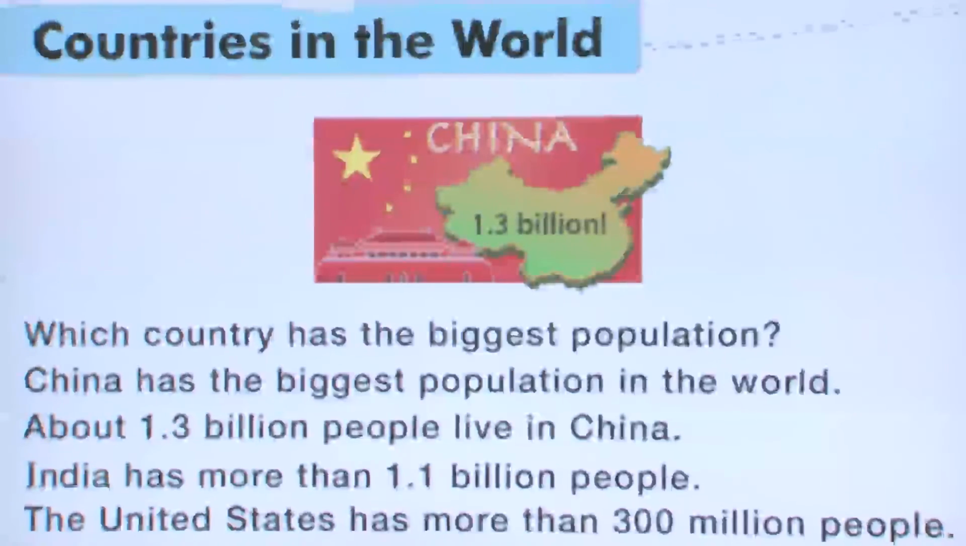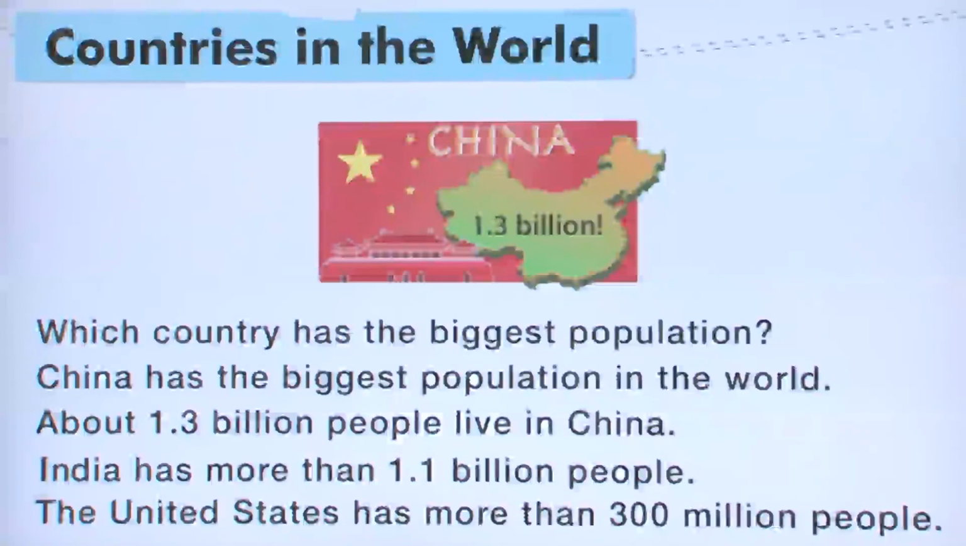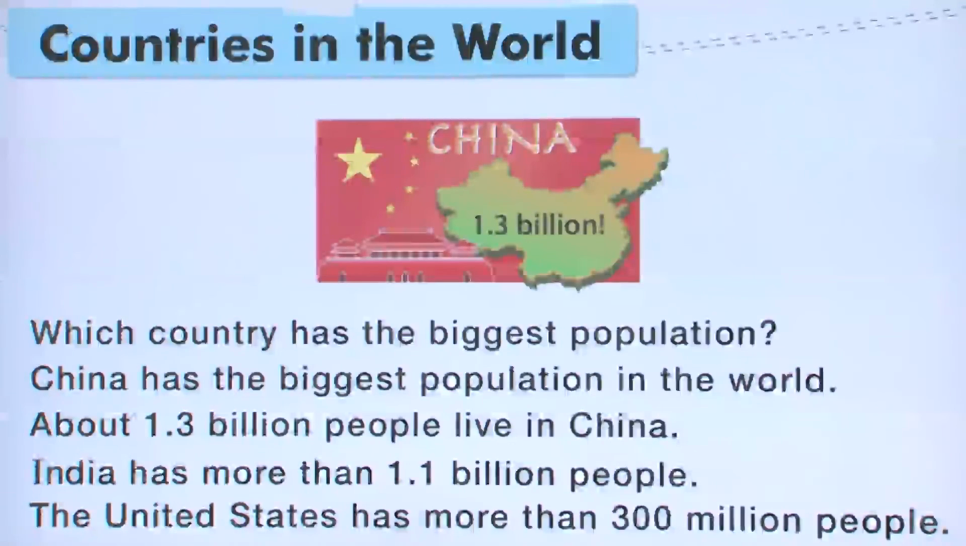Which country has the biggest population? China has the biggest population in the world. About 1.3 billion people live in China. India has more than 1.1 billion people. The United States has more than 300 million people.